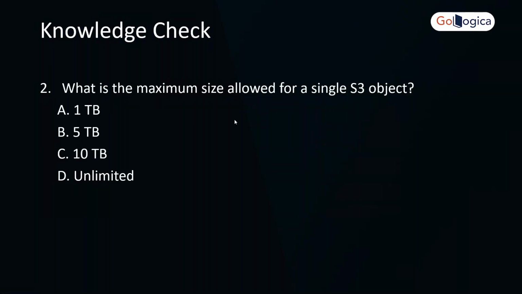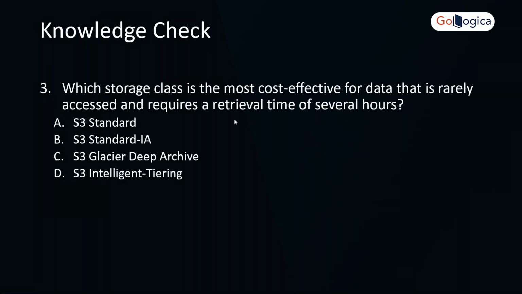When it is not specifying archive, it is 5 terabytes. If it is specifying the maximum size allowed for Glacier, then you can go for 40 terabytes. But in standard, other than Glacier, it is 5 terabytes per object. Okay. Which storage class is the most cost effective for data that is rarely accessed and requires a retrieval time of several hours? I think it's S3 Glacier Deep Archive. Deep Archive, very good. That is great.